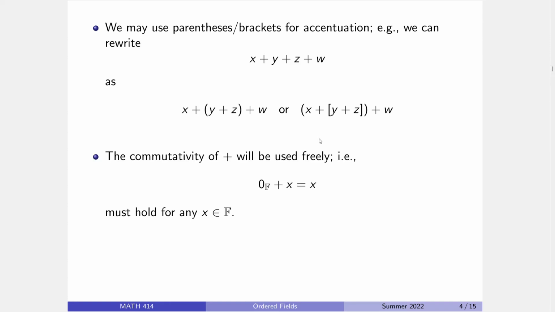Commutativity will be used whenever we want without reference. So, for example, our assumption was that x plus the zero element gives you x. Commutativity allows us to then infer that this needs to be true, but we'll just freely use commutativity in the same way that we'll just freely use associativity.